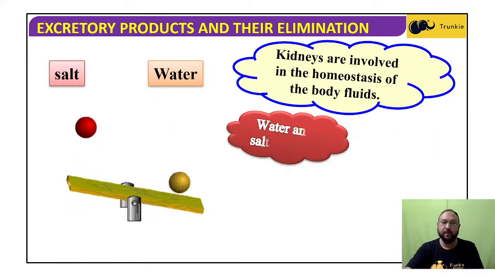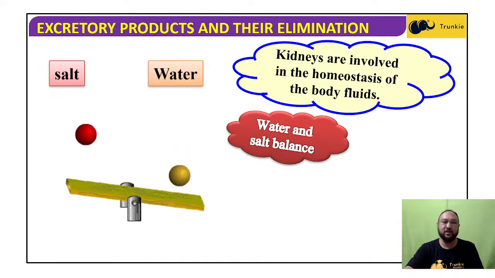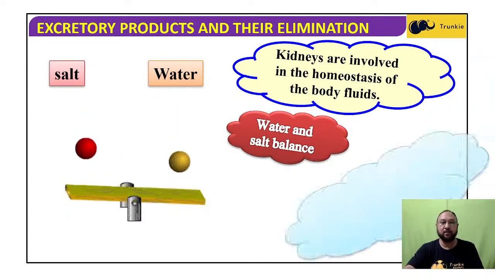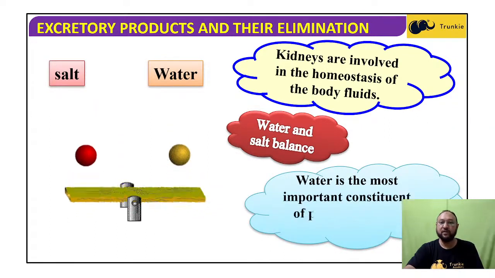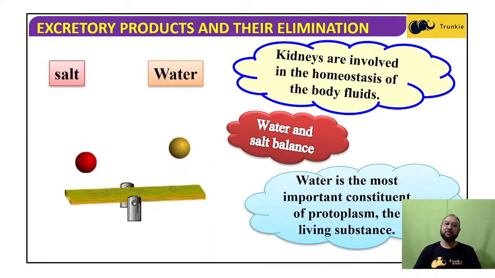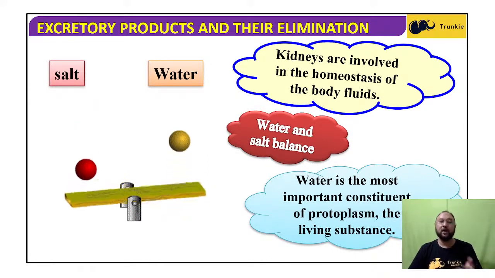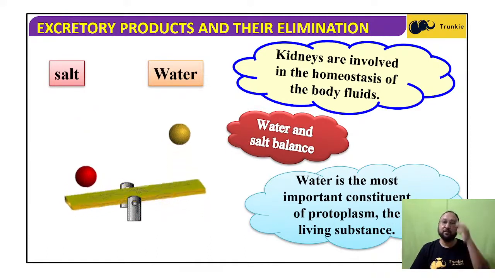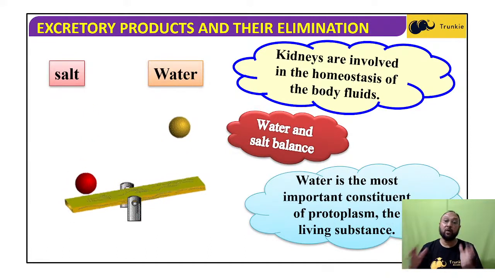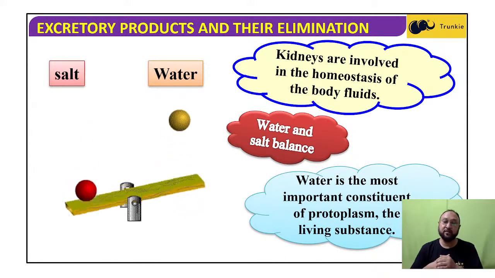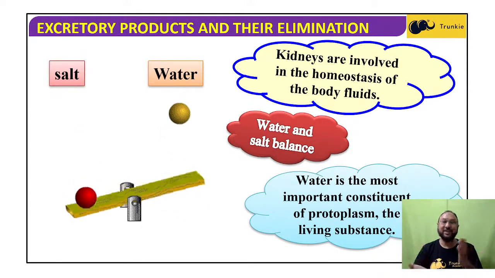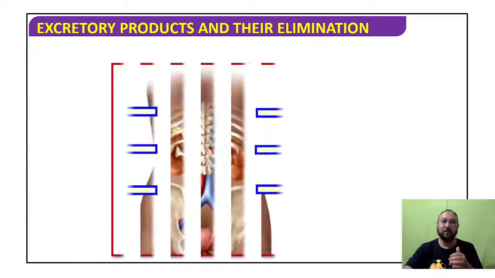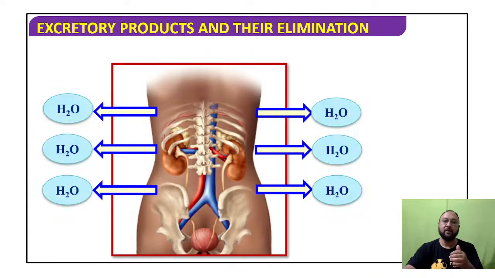Okay, water and salt balance should be maintained. That is very important. Water is the most important constituent of protoplasm, the living substance. About 70% of our body consists of water. So, water being the most important constituent of protoplasm, it is very important to maintain its balance.